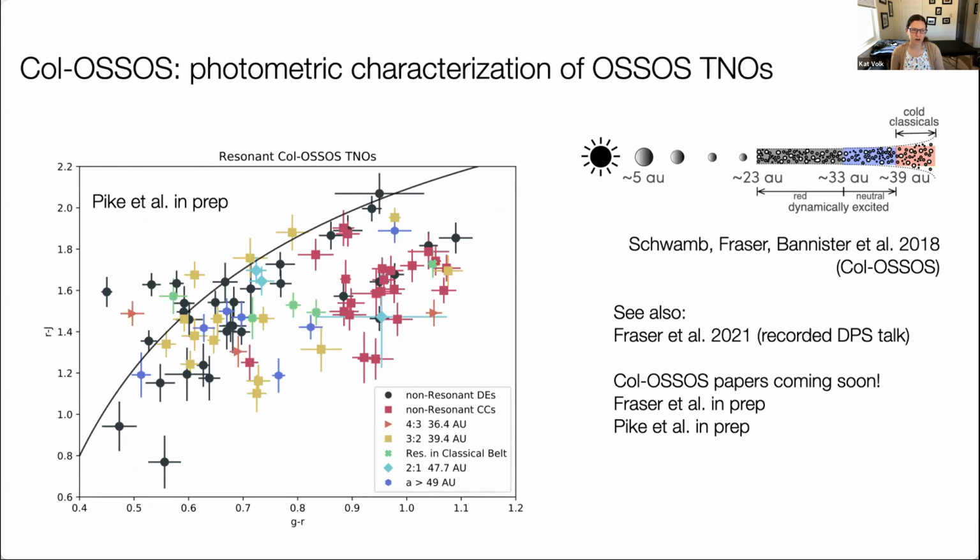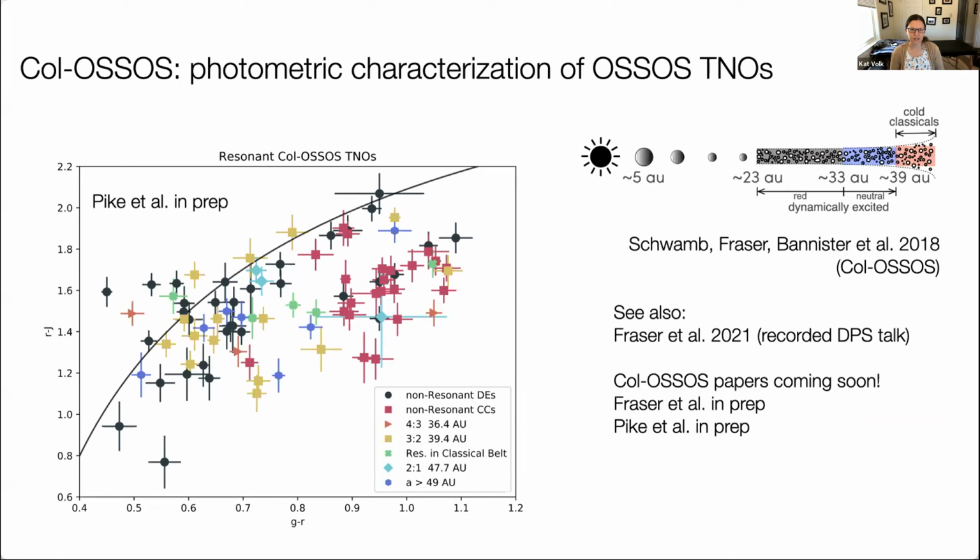So on the left here is r minus J colors versus g minus r colors. This is just showing the resonant sample. That's from Pike et al., in prep. The first part of Colossus was released, Schwamm et al. 2018. Two papers to look forward to that I think are going to be submitted pretty soon, Fraser and Pike et al., both in prep. And then you can also check out Wes Fraser's recorded DPS talk for more details.